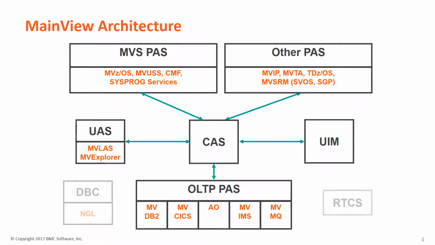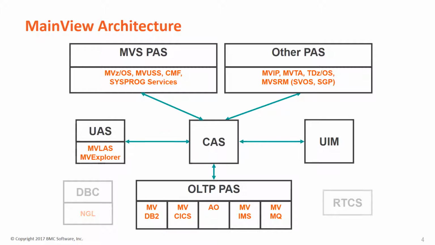In the upper left of this chart, you'll notice we have an address space called the MVS PAS. And the MVS PAS hosts all the MVS related products, including MainView for z/OS, MainView for Unix System Services, CMF, as well as the sysprog services. Some PASs require their own address spaces, such as MainView for IP, MainView Transaction Analyzer, Discovery for z/OS, or the MainView Storage Solutions. Down at the bottom, we have a special address space called an OLTP PAS.